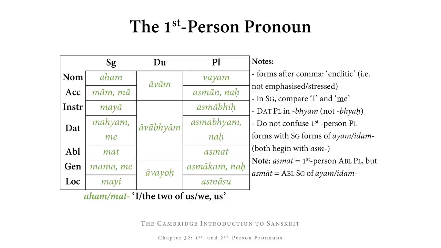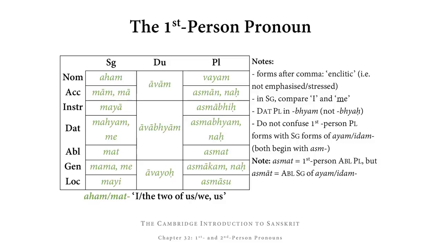Now, in the plural, just like in the singular, we have one stem for the nominative and a different stem for the rest of the paradigm. So we have vayam and then we have asma for the rest of the cases. This is similar to what we've got in English, where we have we in the nominative and us for all the other cases. And here again we have a number of familiar features.